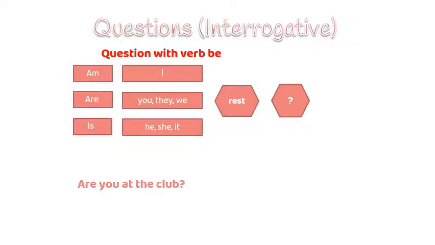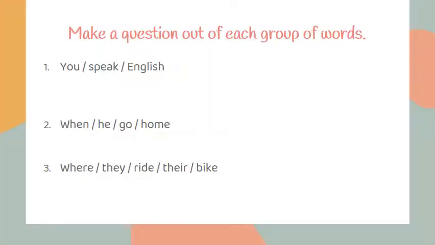Examples: Are you at the club? You see, are you. Is she at the club? Is she. Am I at the club? Am I. Okay, so this is how we form the questions with the verb to be.